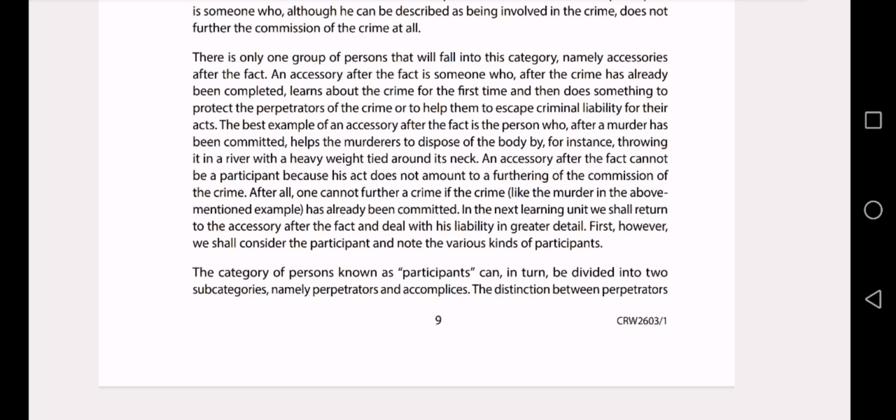There is only one group of persons that will fall into this category, namely accessories after the fact. An accessory after the fact is someone who, after the crime has already been completed, learns about the crime for the first time, and he does something to protect the perpetrators of the crime or help them to escape criminal liability for their acts.